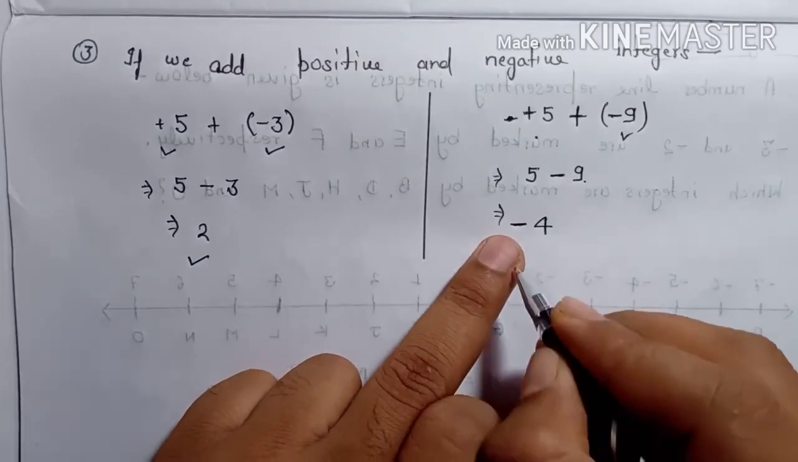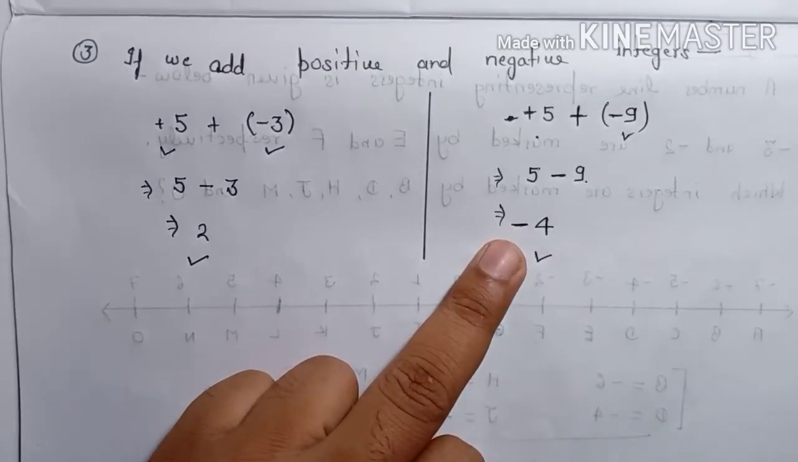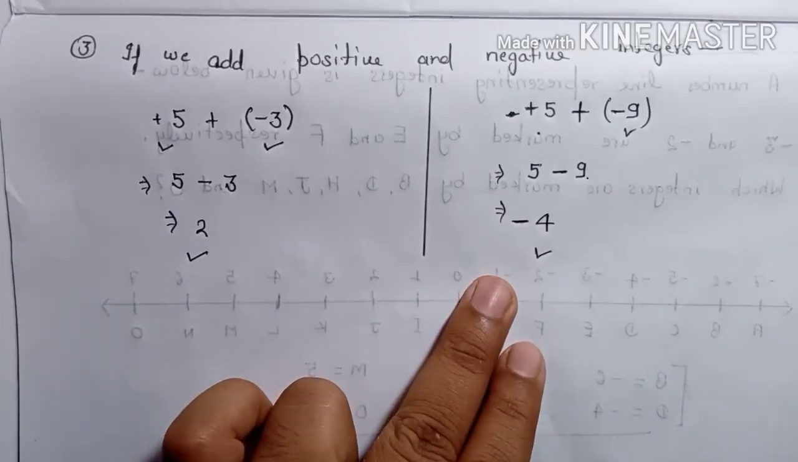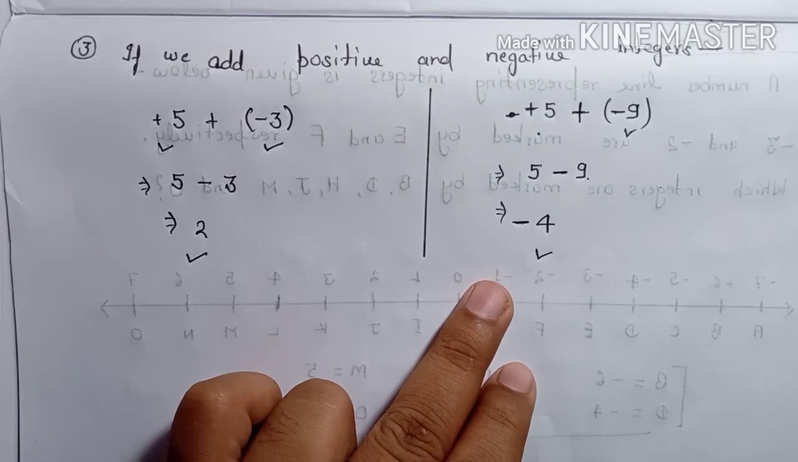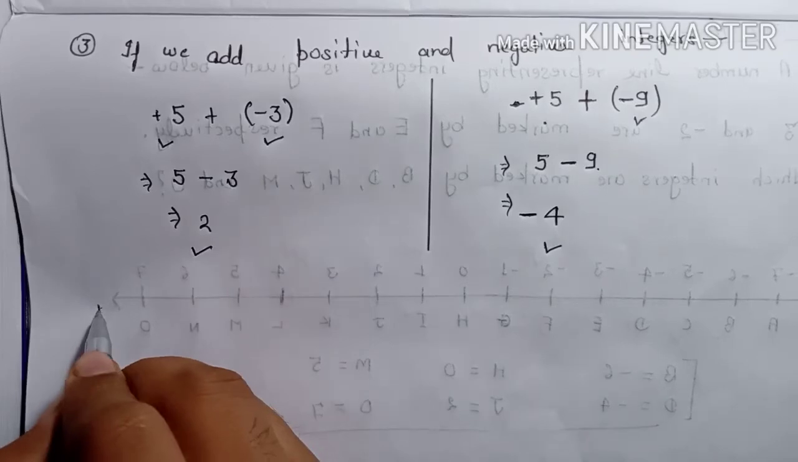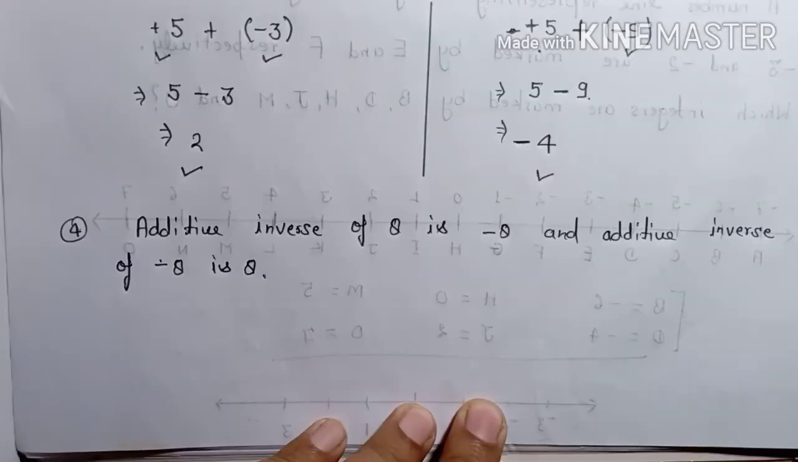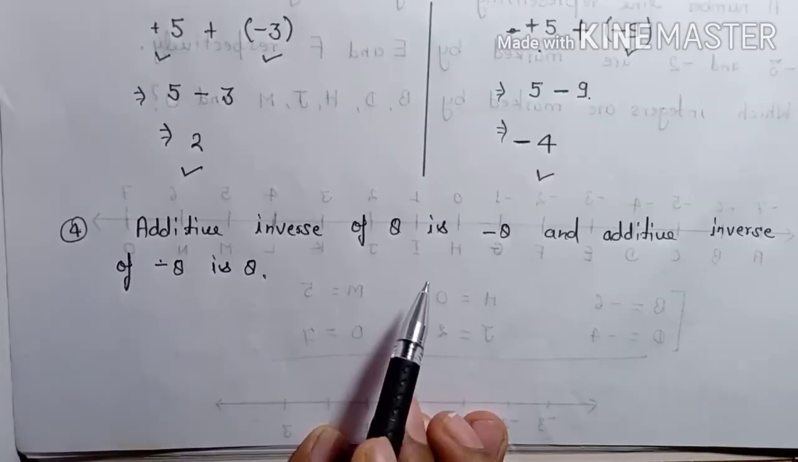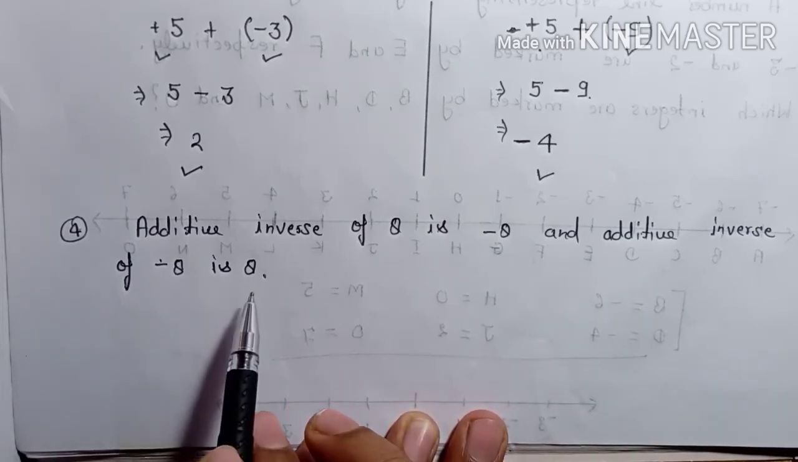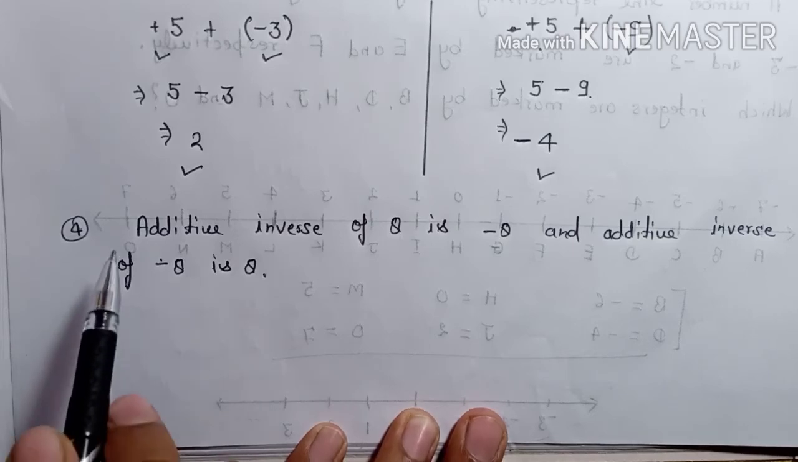So the possibilities here are of two types. First one is getting a positive integer, and the second one is getting a negative integer. That is actually dependent on the numbers that we take in a question. And the fourth is: additive inverse of 8 is minus 8, and additive inverse of minus 8 is 8. But first you should know about additive inverse.